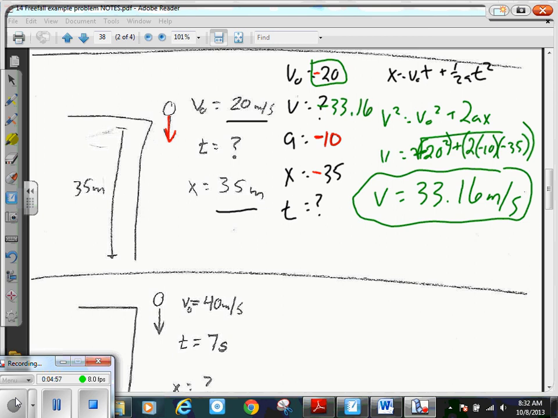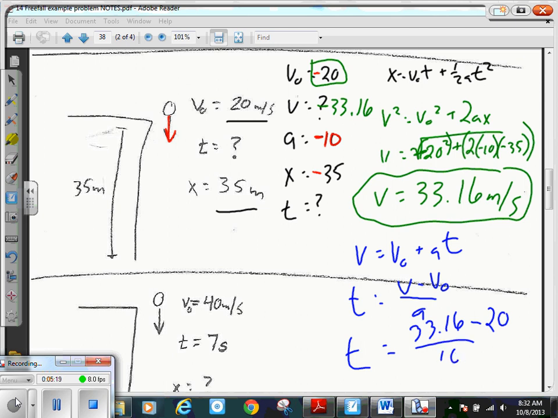Now we can go with our other formula, v equals v sub naught plus at. Solve for t: v minus v sub naught, divided by a. t then equals 33.16 minus 20, divided by 10, equals 1.32 seconds. Okay.